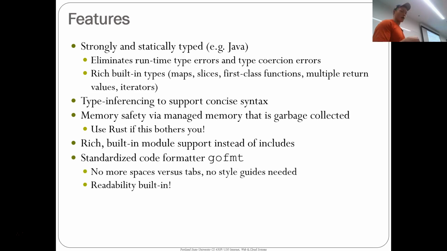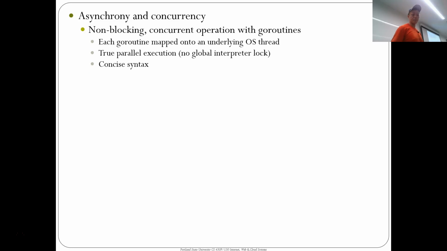And then this goes along with readability. It has a standardized code formatter called Go format. So this is basically like a built-in lint. So everybody's code looks the same. So there's no more spaces versus tabs like the Python world used to have. There are no style guides needed, right? You don't need to define a Go style guide because everything is reflowed using this formatter. So the readability issues are built in.